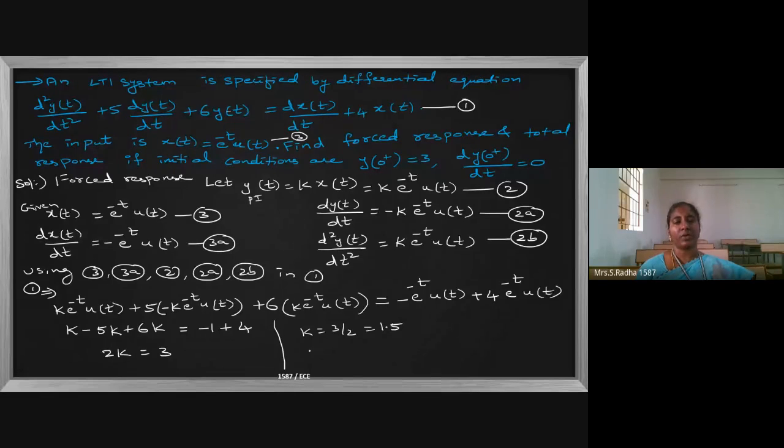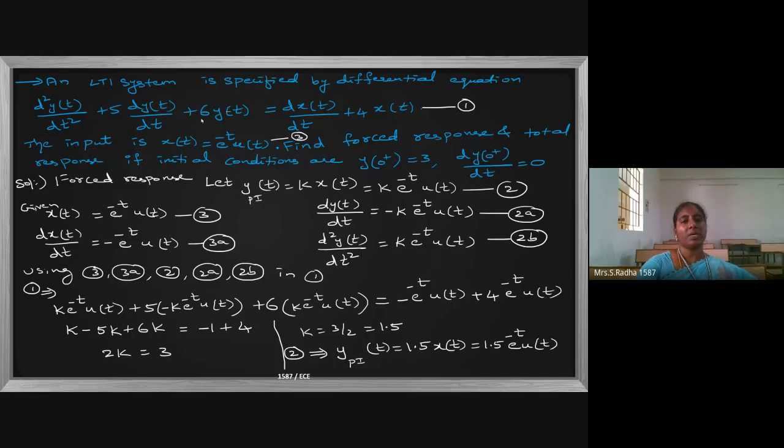Now substitute this in equation 2. So the particular integral is nothing but 1.5 into x of t, which is e power minus t u of t. So this is about the particular integral.